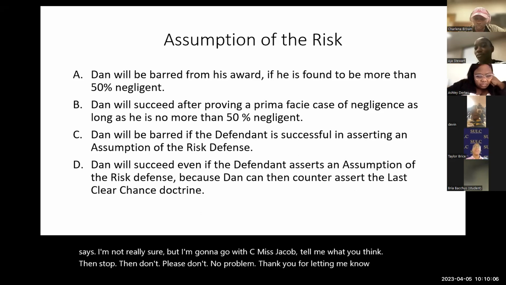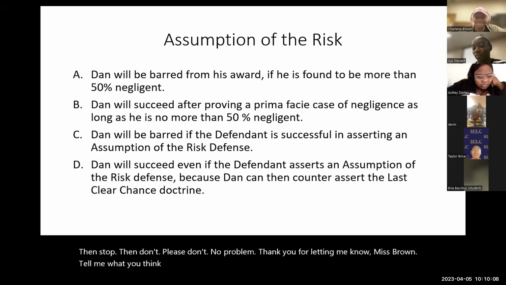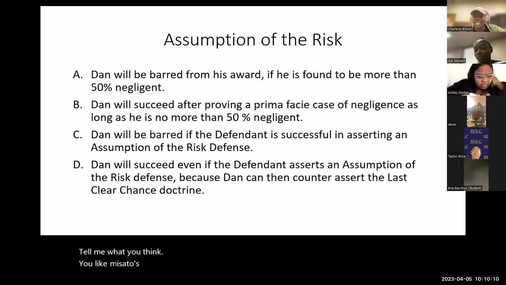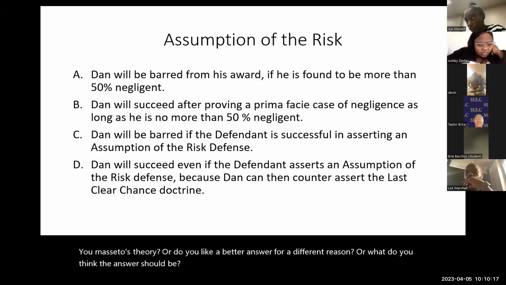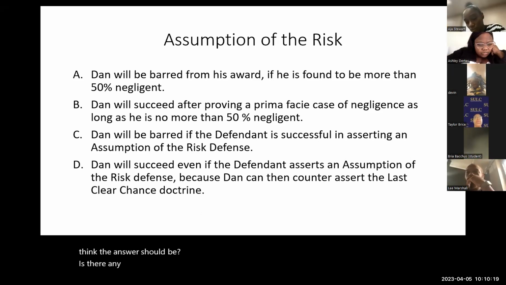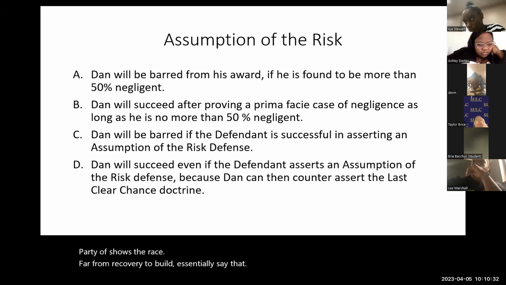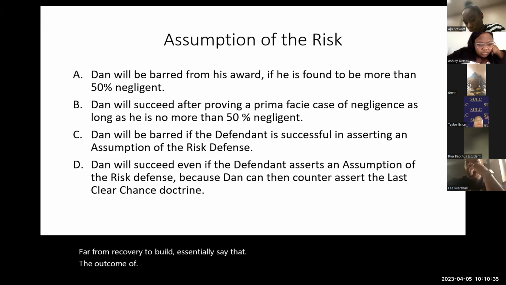Miss Brown, tell me what you think. Do you like Miss Settle's theory, or do you like a better answer for a different reason? What do you think the answer should be? The answer should be C. I believe the answer is C because if the other party assumes the risk, then they will be barred from recovery, because they'll essentially say that you knew the outcome of it and you assumed the risk of it, so you shouldn't be able to recover.